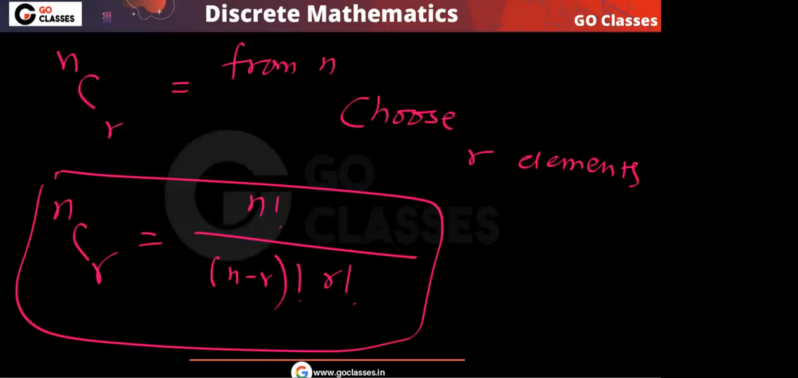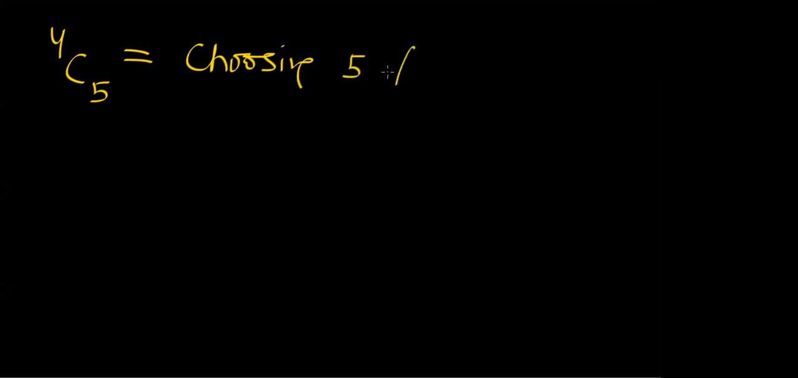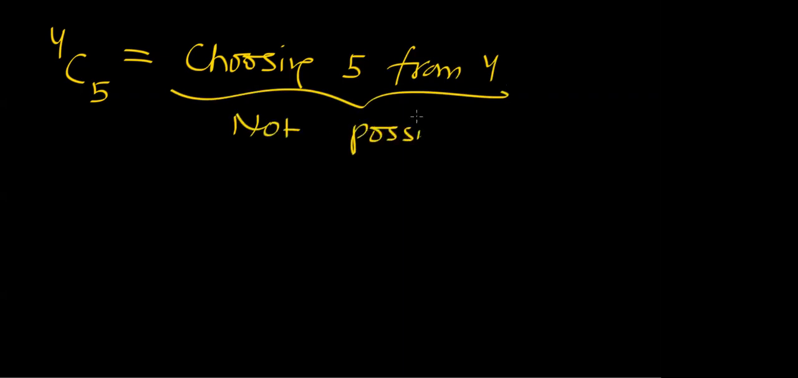For example, (x plus y) power n. Here, let me tell you, this is very useful, that this power can be anything. Let me tell you a few things. Can anyone tell me what is 4C5? It means choosing 5 elements from 4. That is not possible, right? So the answer is 0. Basically 4C5 is equal to 0.